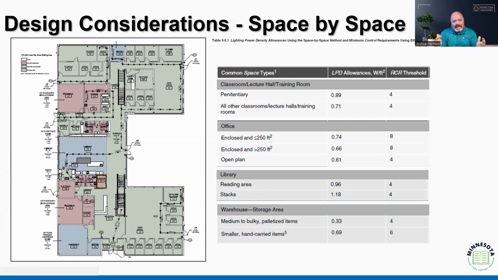So again, how are we using that individual space, and can we get to where the reading area is different from the stacks, which is different from maybe the medium warehousing versus the smaller items, right? So as we see, different spaces may start to have different lighting expectations, and we can get to something that more directly reflects the building itself and how lighting is going to be laid out. It's a design alternative, so you have all three options to calculate the amount of allowable power being used to perform lighting.